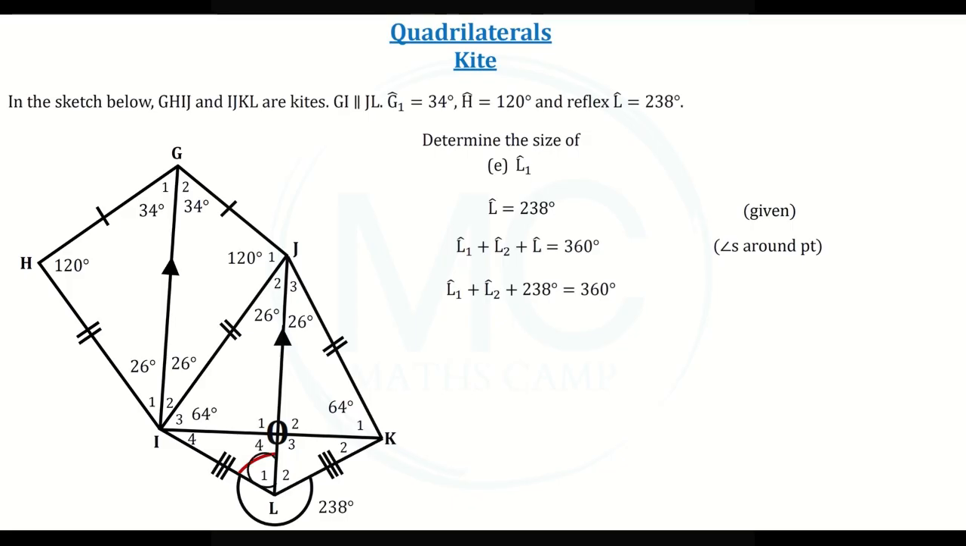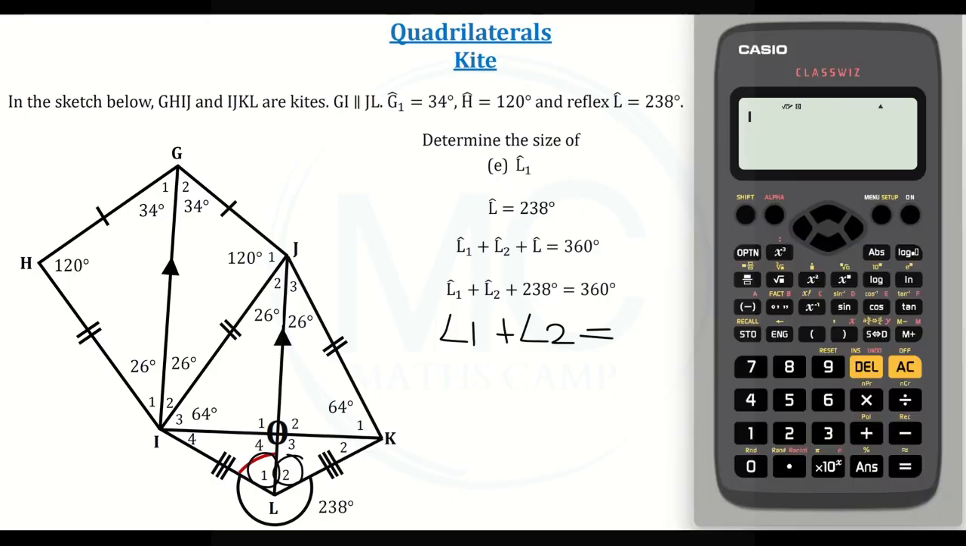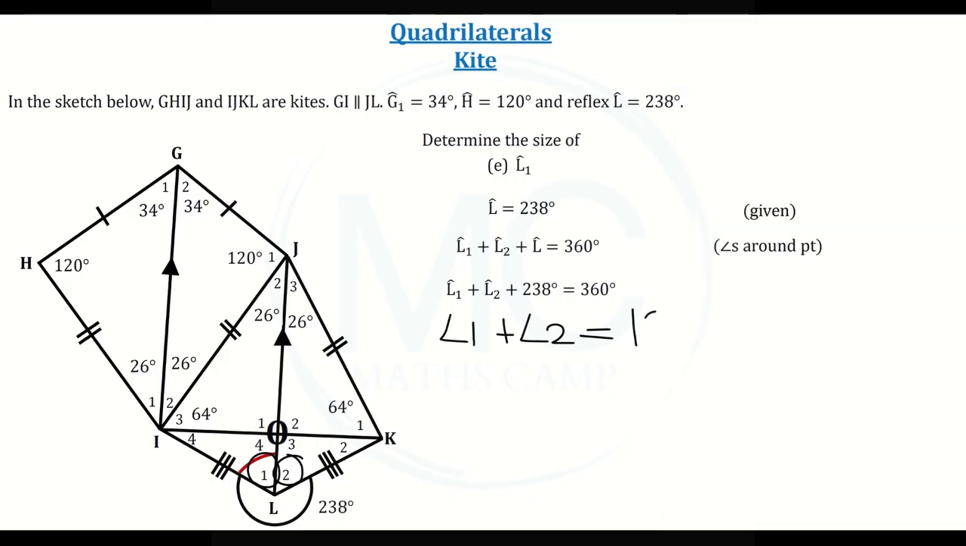Now angles L1 and L2 both lie inside the kite. So let's simplify this equation by subtracting 238 from both sides. On the left, we now have angle L1 plus angle L2 is equal to, let's take our calculator, 360 minus 238 is equal to 122. So we get 122 degrees.